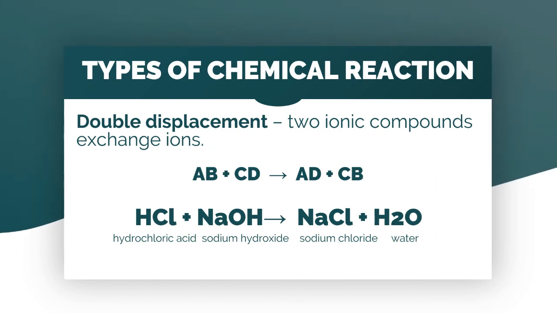Next one is we have what we call double displacement. So karaniwan po ito nangyayari sa mga tinatawag nating ionic compounds. So kung kanina sa single displacement, isa lang, ito naman nagkapalitan sila. Okay? Halimbawa, AB plus CD will form AD plus CB. So halimbawa po, we have hydrochloric acid reacts with sodium hydroxide and yields sodium chloride and water. Kung napansin niyo po, nagkapalitan po yung mga ions natin dyan. Therefore, it is a double displacement.